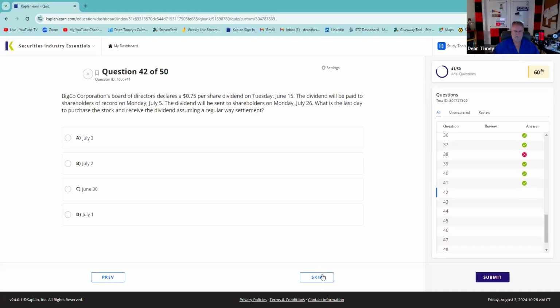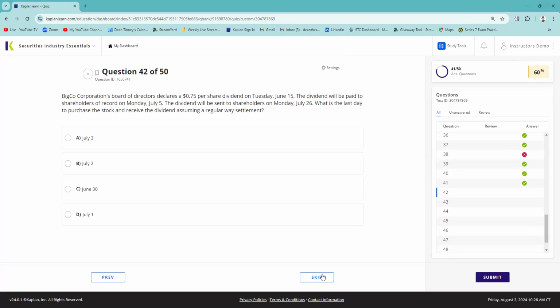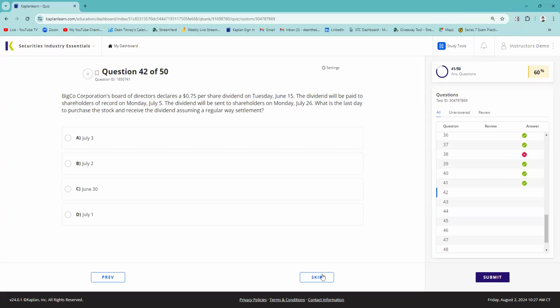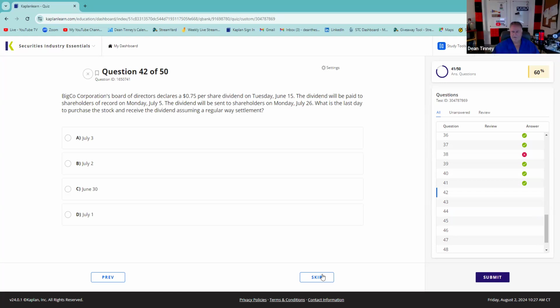Big Co's board declares a 75-cent dividend on Tuesday, June 15th. That's the declaration date. The dividend will be paid to shareholders of record on Monday, July 5th. That's called the record date. The dividend will be sent to shareholders on Monday, July 26th. That is the payable date.